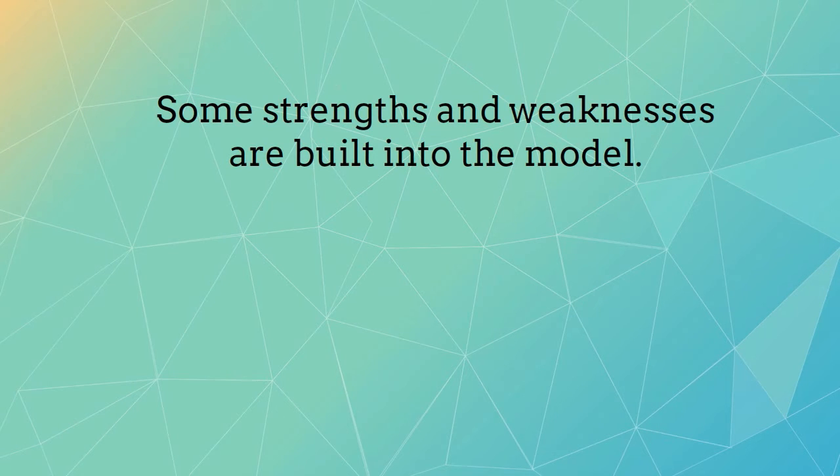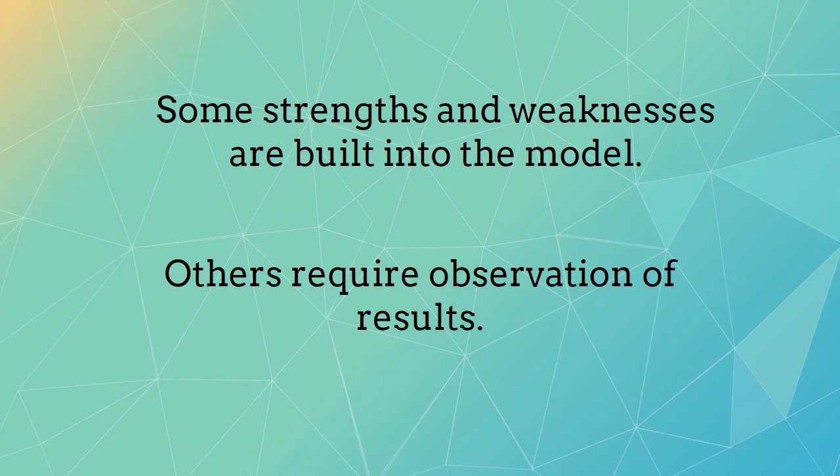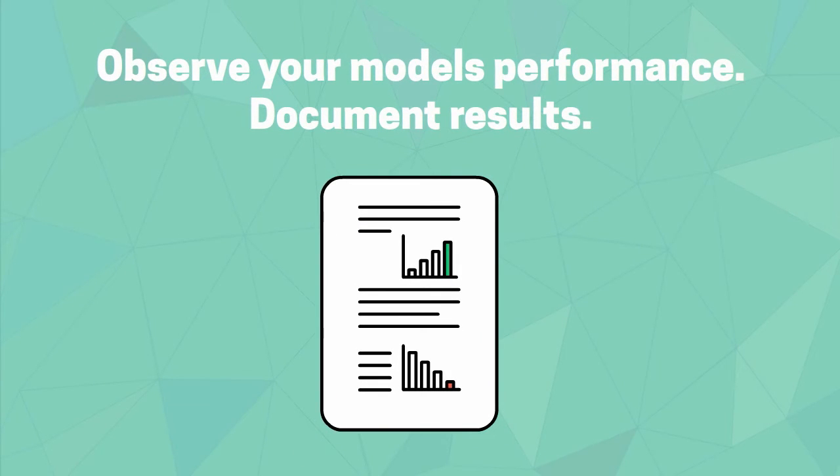For example, models with data that go back further are more consistent but also adapt slower. Other strengths and weaknesses require observation. For example, a model may have trouble predicting high salary players or trouble with projections for certain positions. Observing model performance and documenting results will help identify model weaknesses. Once you understand your models, you can steer around obstacles and use it where it performs best.